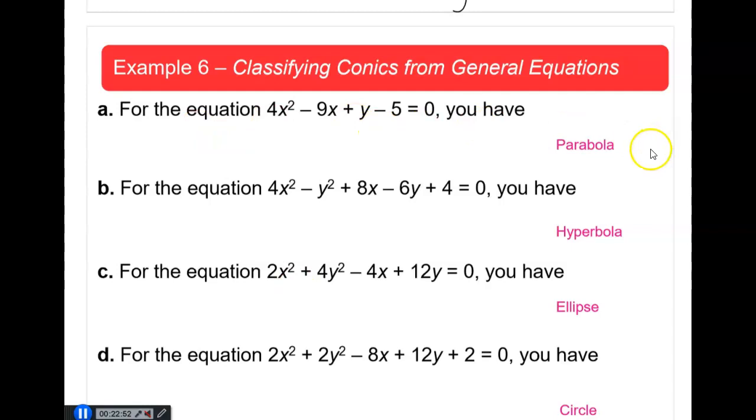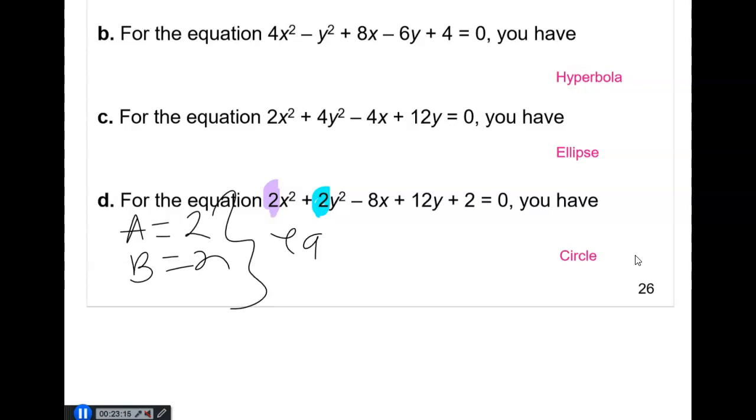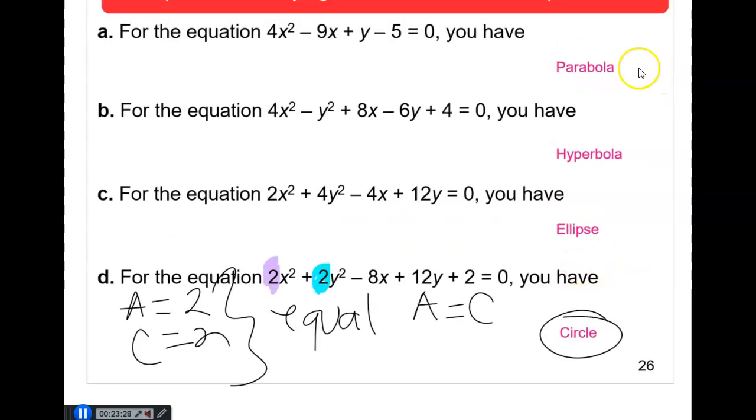So we're going to check what they are. Let's go to the very last one, and we do have the answer here, but let's see why. If we compare A and C, you can see A is a 2, and C is a 2. Because they are the same, A equals C, so we have a circle. Let's look at the other 3.